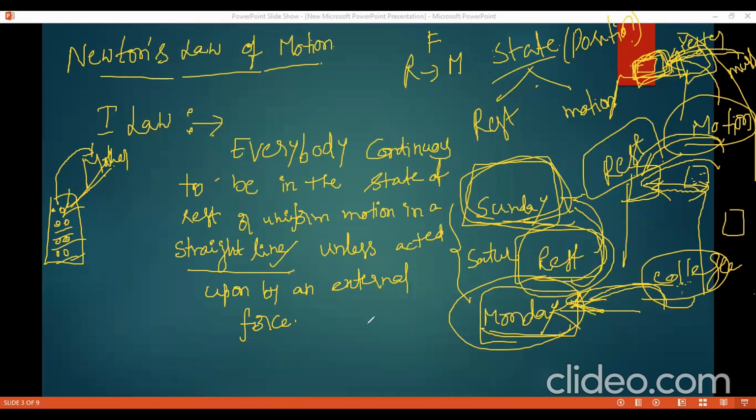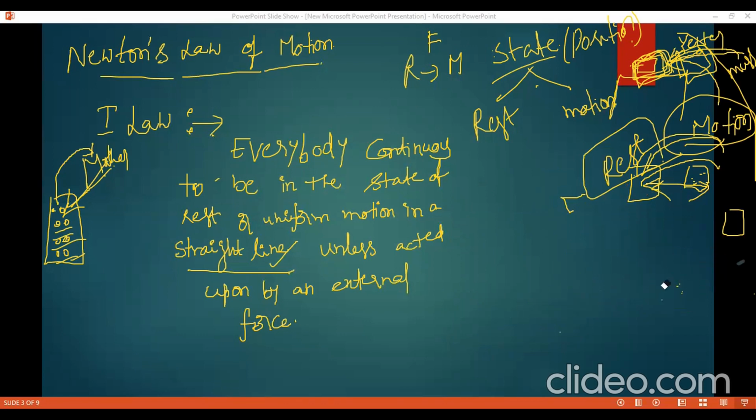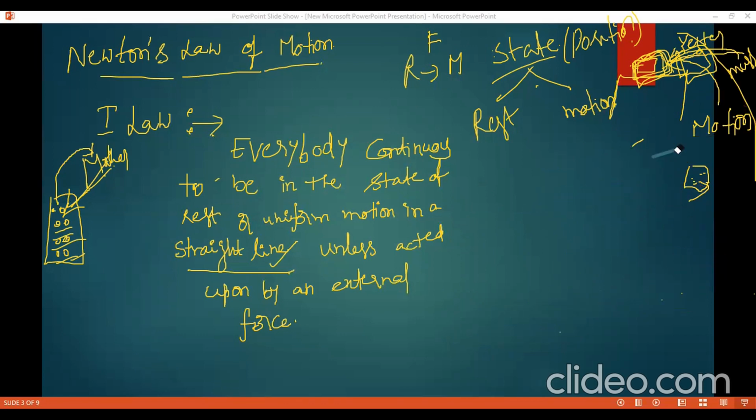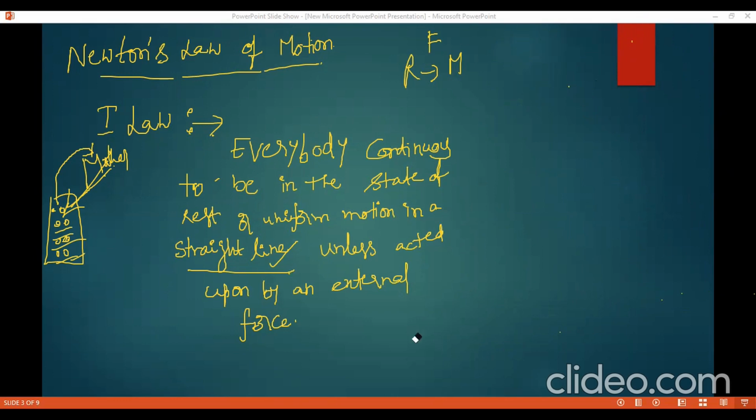Say a cycle is moving very fast. What happens when a big car comes in front of it? What is it going to do? The cyclist suddenly applies a brake, right? He applies brakes. So here the cycle is in motion. Yes or no? You take the cycle is in motion.